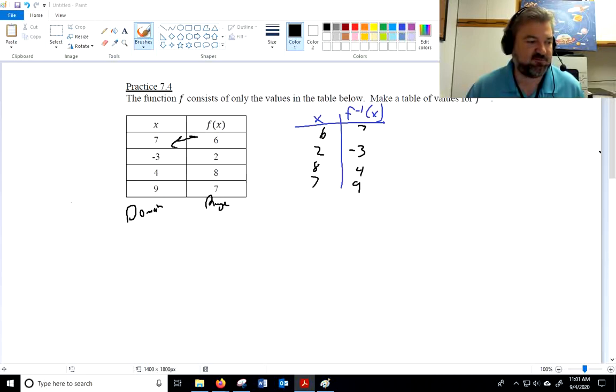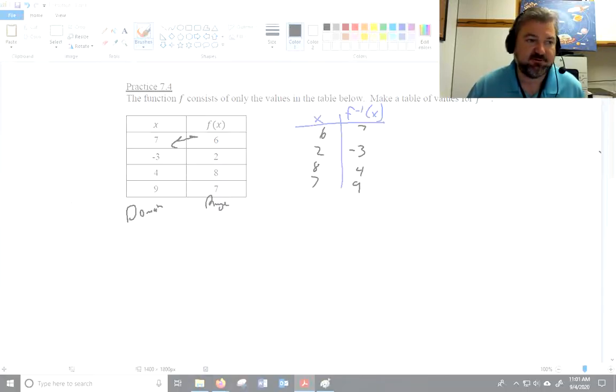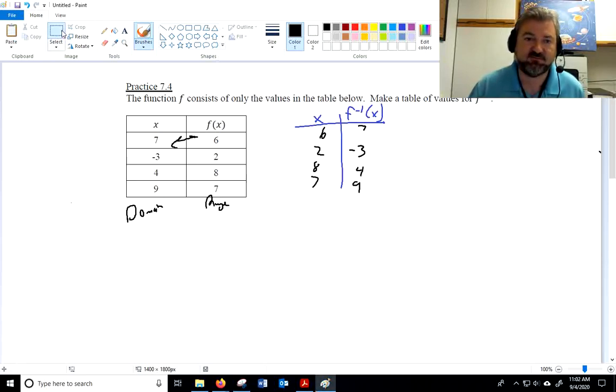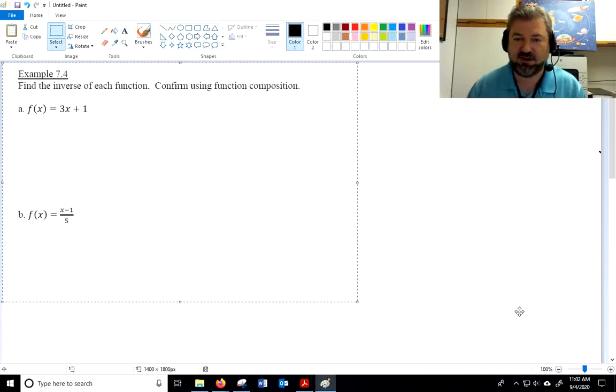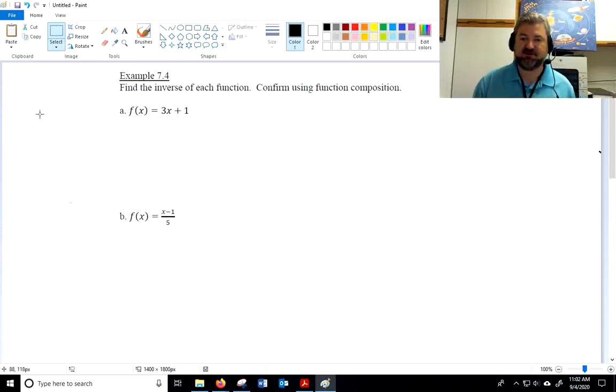All right, now we've talked about how to find the inverse given a graph, given a table, a listing of points, dots, what have you. The last thing is we've got to do it algebraically. So let's do it with an equation. And it turns out the process is actually remarkably similar. So we're going to find the inverse of each function, and we'll confirm it using function composition. Remember that f of f inverse should give me x back, because that's what an inverse does. It takes you back to the domain. So we're going to confirm that.